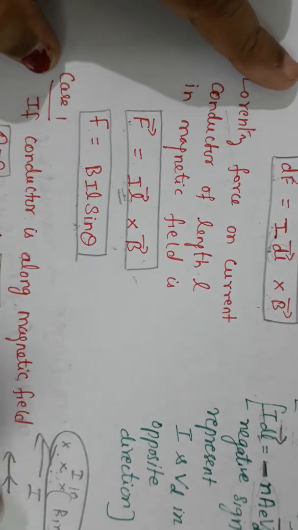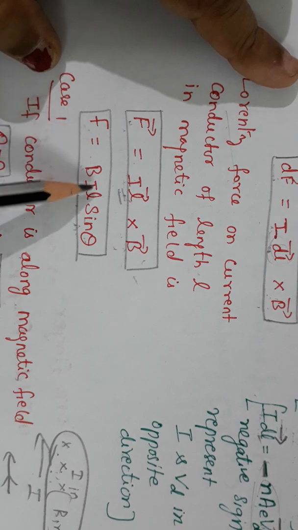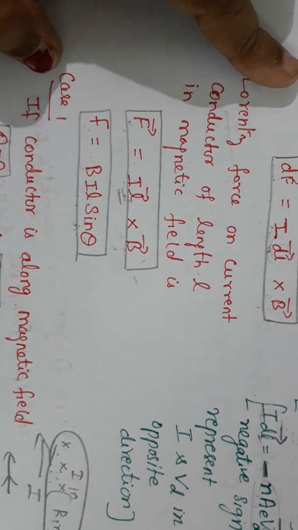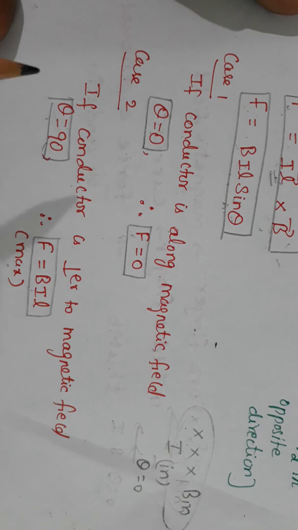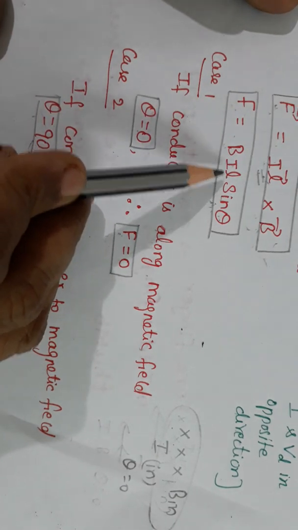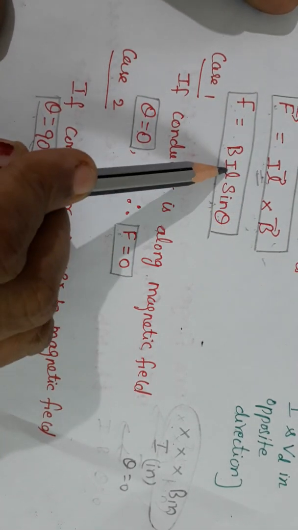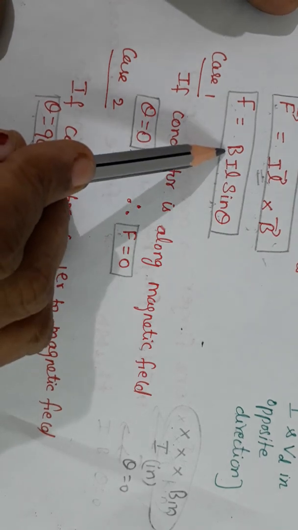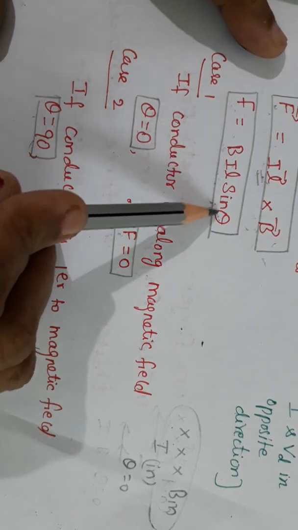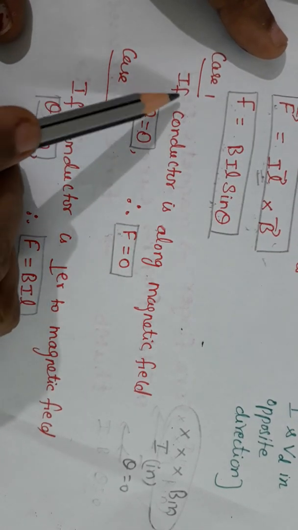Okay, now magnitude, what will you get? F is equal to BIL sin theta. So F is equal to BIL sin theta. The A cross B formula I have used, ILB sin theta. So I have written it as BIL sin theta. Now we will discuss two cases.